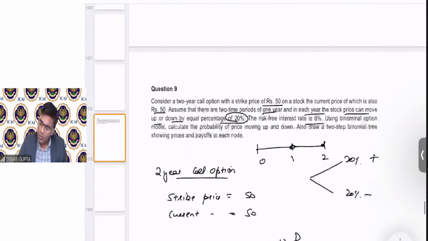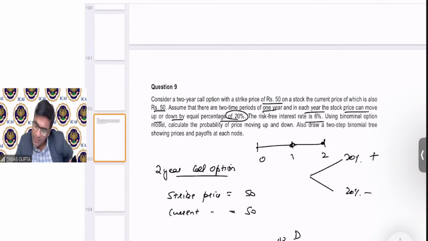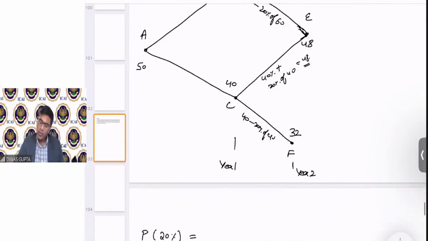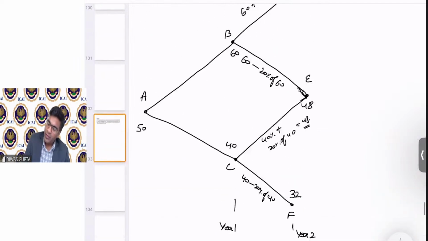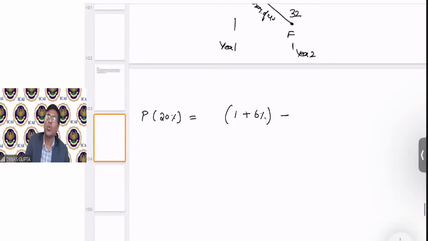So the risk-free rate of return for 1 year is how much? 6%. Okay. So it is actually 6%. 1 plus 6% minus. Okay, now we have to calculate what is the ratio of prices going down. Down will be how much? 0.80 divided by 1.00. Similarly, up will be how much? 1.20 divided by 1.00. Clear?